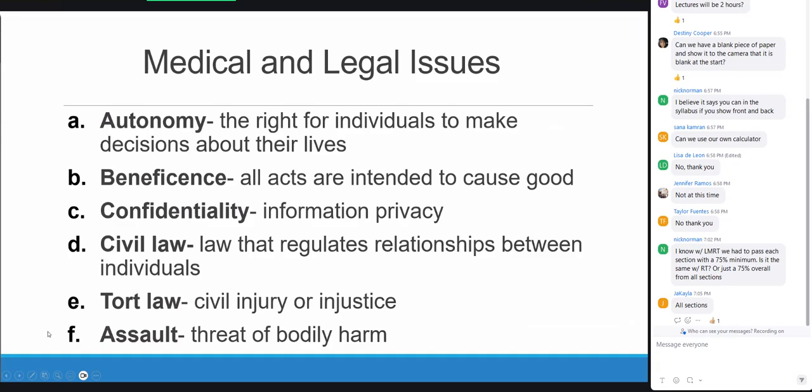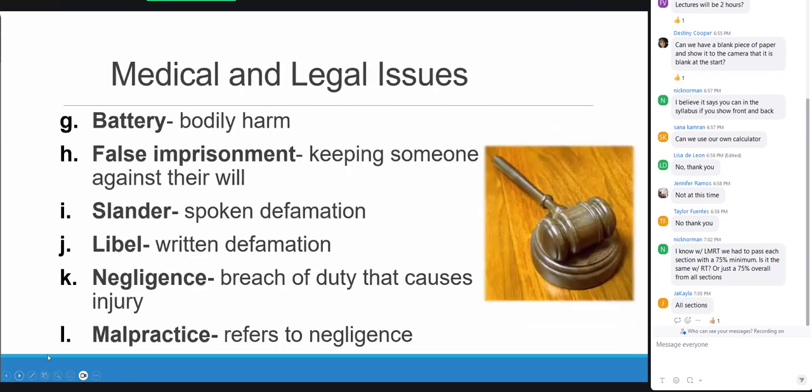Assault is one that people get confused. They misuse this term quite frequently in the general population, but assault is a threat of bodily harm. It is not actually the physical harming of an individual. That is a different thing. Assault is the threat of bodily harm, where an individual feels fearful for their well-being. It is when a threat is made that causes an individual to be fearful of their well-being and their health. That is an assault.